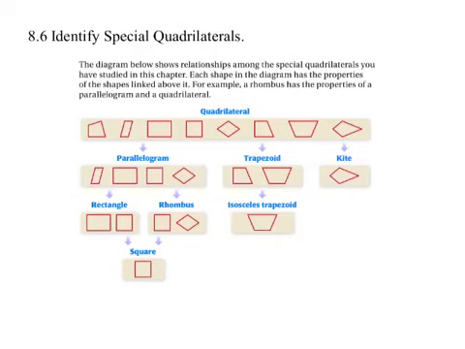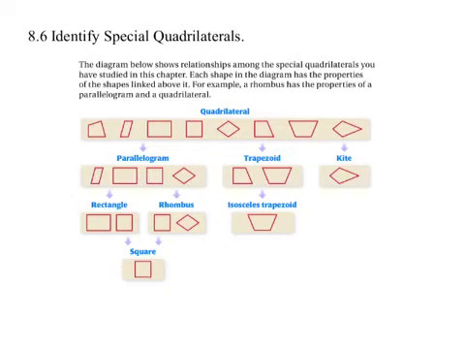Let's look at rhombus. Linked above it is a parallelogram. Linked above that is a quadrilateral. Okay? A square has the properties of a rhombus and a rectangle, a parallelogram and a quadrilateral. A kite only has the properties of a quadrilateral, etc. So we need to keep all of our shapes organized in our mind so we know which one has the properties of what.